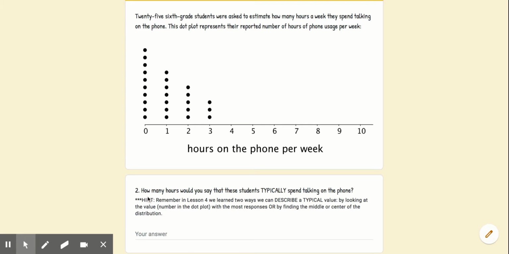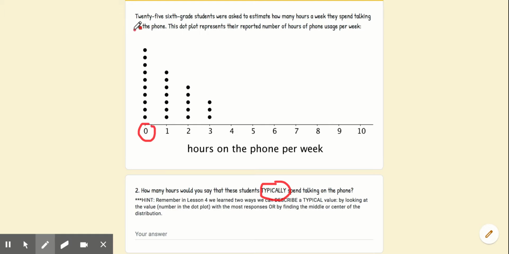Problem number 2 says, how many hours would you say that these students typically spend talking on the phone? The key word in this question is typically. And in Unit 4, we learned 2 ways we can describe a typical value. We can find it by looking at the value, the number in the dot plot with the most responses, which in this case is 0.